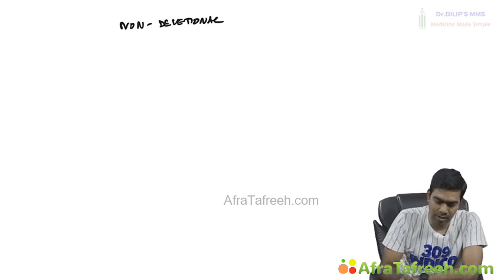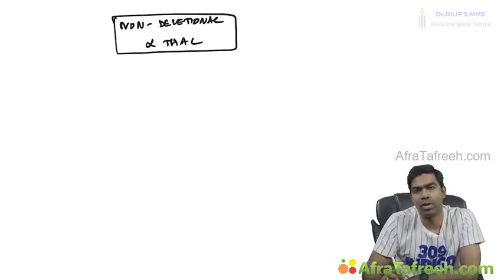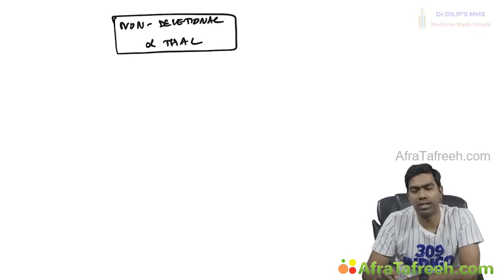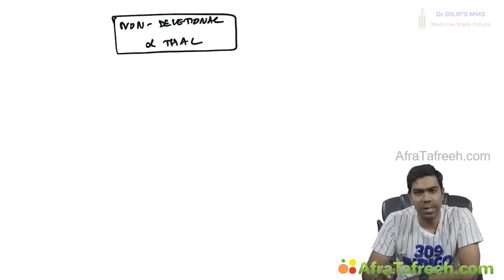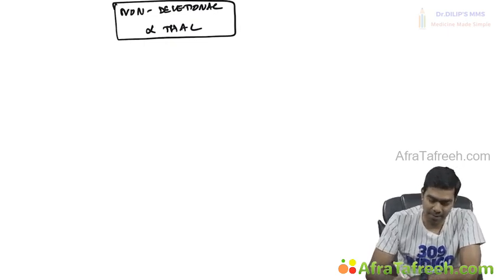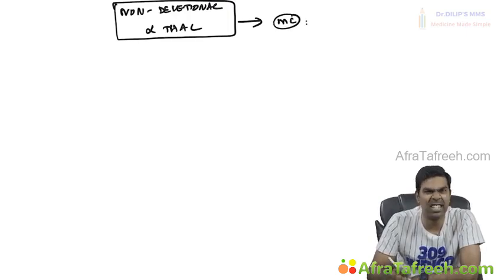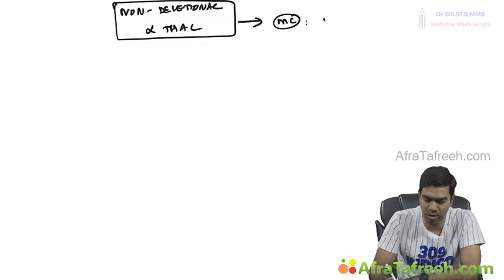This is the final on alpha thalassemia. There is something called a non-deletional type of alpha thalassemia. What do you mean by that? It means very simple: the patient will have some other thing apart from the gene deletions. The simplest and best example for that is something called hemoglobin Constant Spring.